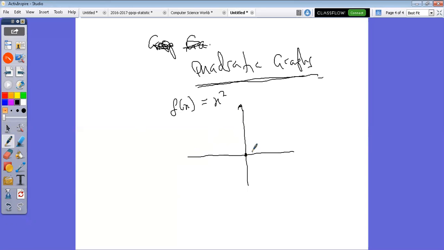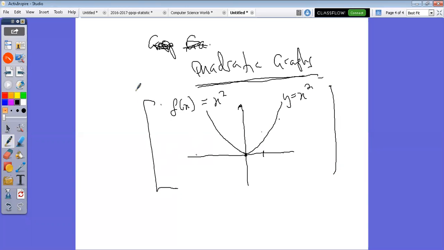0, 0, 0. If I do 1 here, it will be 1. If I do 2 here, it will be 4. Squaring like this. So it's something like this. It's symmetrical about this point. y is equal to x squared. Clear? Yes. So all your transformations are to do with this. It comes from this here. I'll show you now.